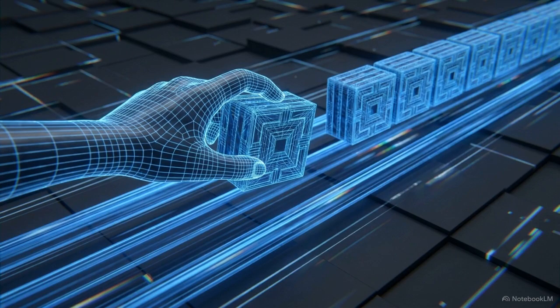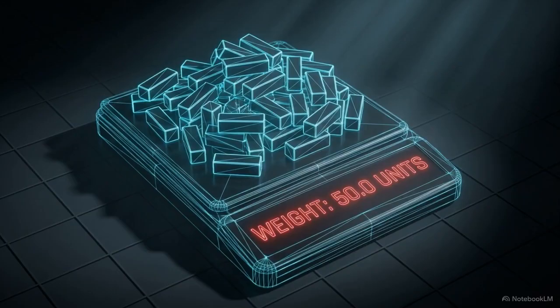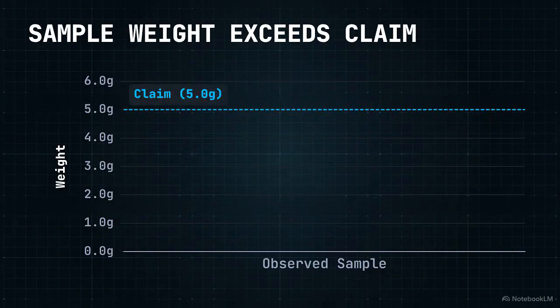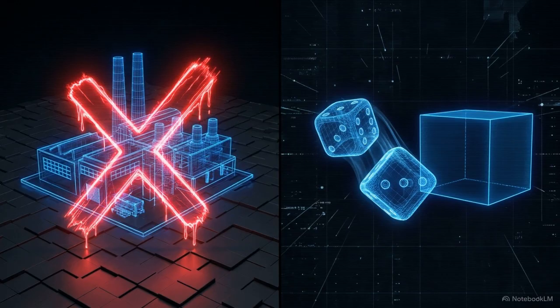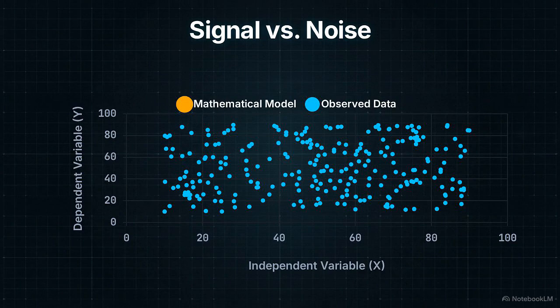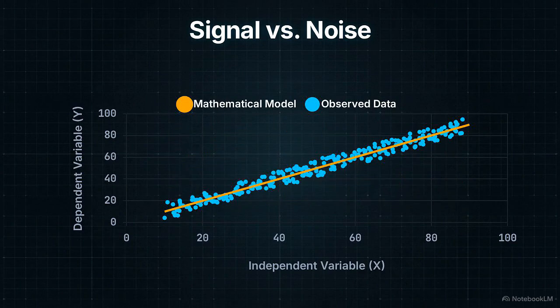If you pull a random sample of 50 bars and put them on a scale, your average will likely be slightly off. You might get 5.1 grams. The question is, is the factory's claim false, or are you just seeing the normal, random variation of the manufacturing process? We need a way to mathematically distinguish between a meaningless random fluke and a verifiable fact.